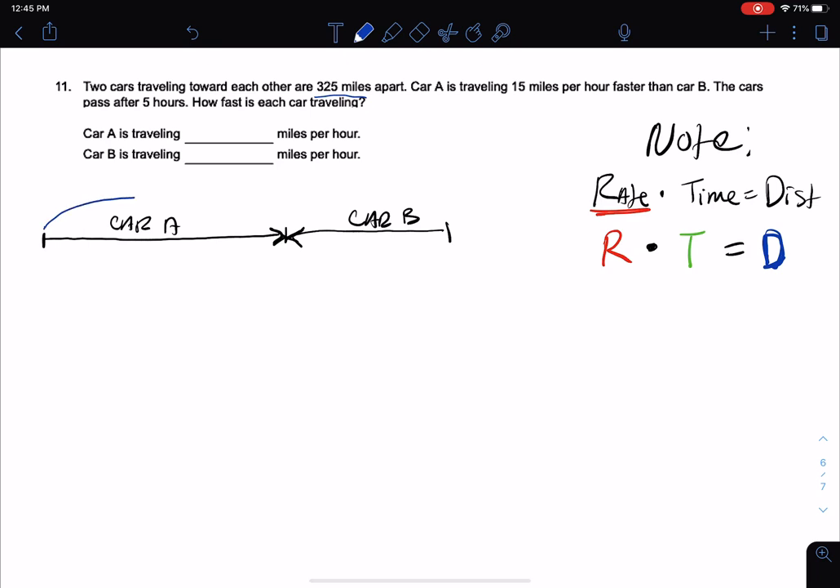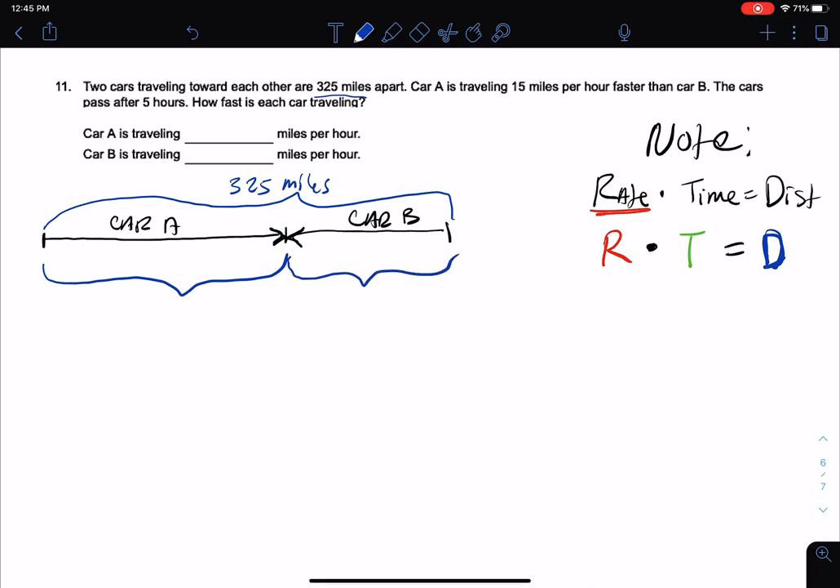When they tell us that the distance is 325 miles, it means the big picture is if I could figure out the distance here and add it to the distance here, that must equal 325. There's sort of our big goal.